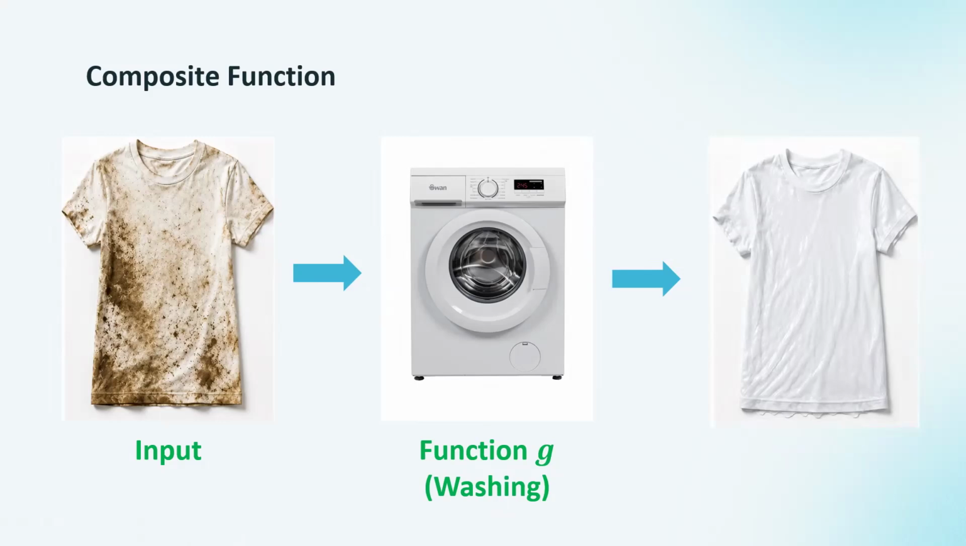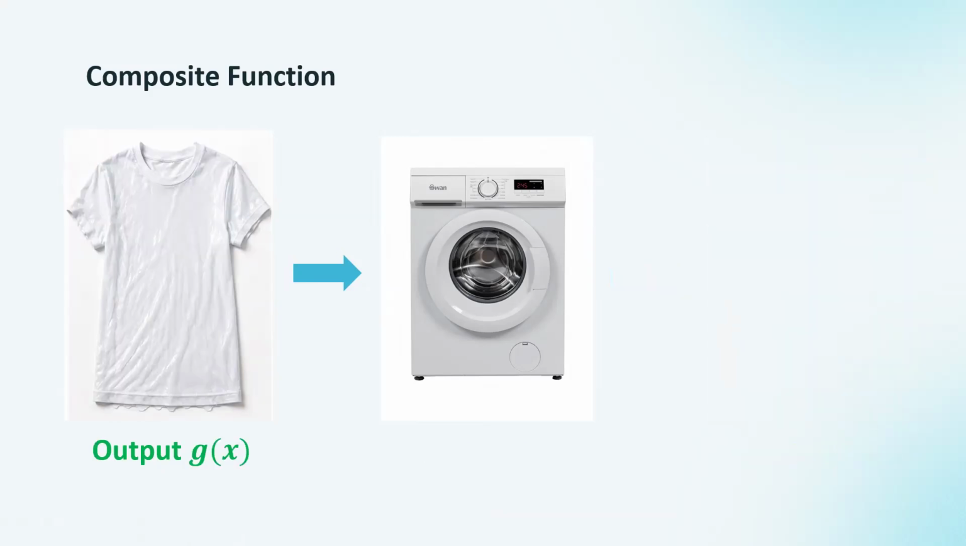So this is going to be the output, which is g of x. So from a dirty t-shirt, we go into the washing machine and we get a wet t-shirt. But we're not done yet. Remember that the t-shirt is still wet. It's not dry yet. So we have to use another function of the washing machine. To actually dry the wet t-shirt, we're going to use the drying function of the washing machine.